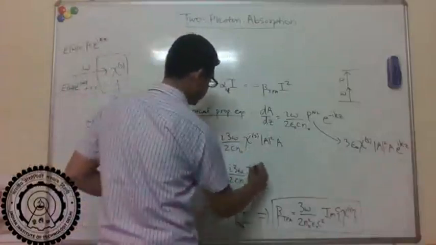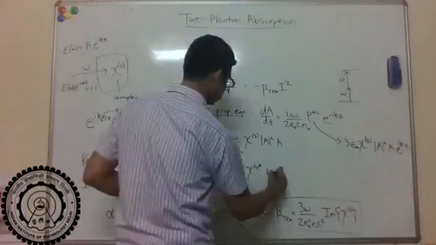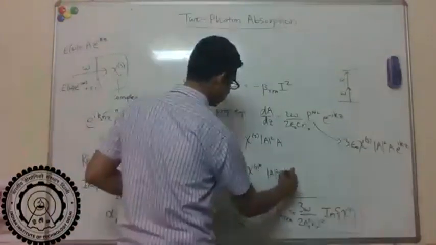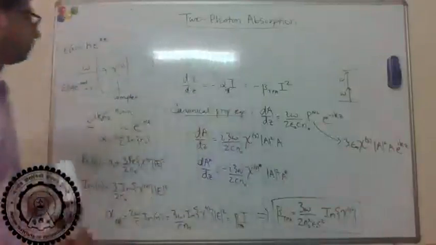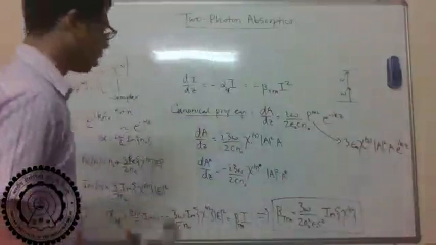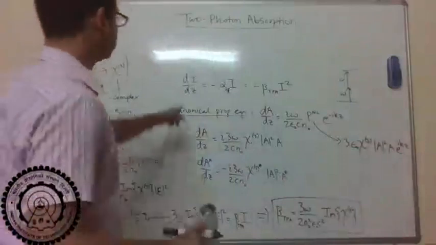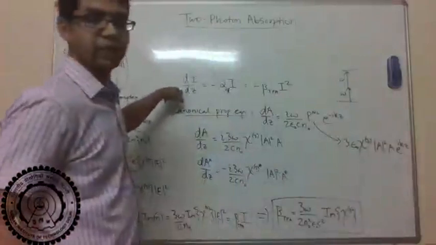So here I get chi3 conjugate mod A square, and here I get A conjugate. Okay, so just take the conjugate of this equation. And now I want to see how the intensity varies, dI by dz, right?